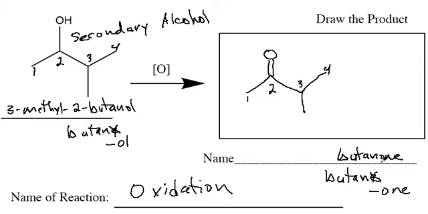We then need to say where the ketone is. We see that the ketone, the carbon-oxygen double bond, which is the carbonyl that makes this a ketone, is at carbon number 2. So we call it 2-butanone. In addition, we still have our methyl group, and so we say 3-methyl 2-butanone.